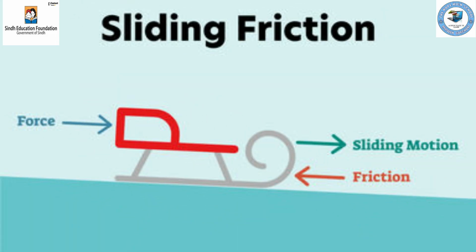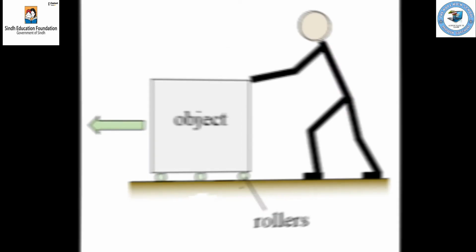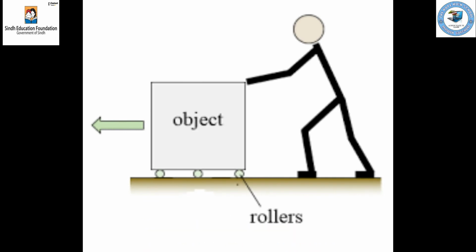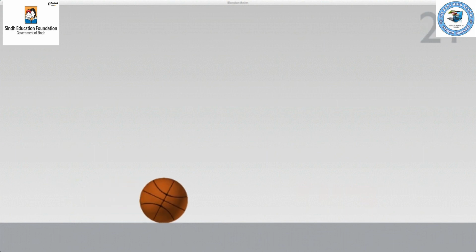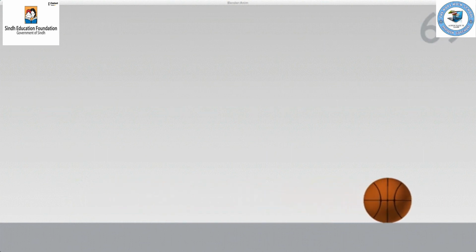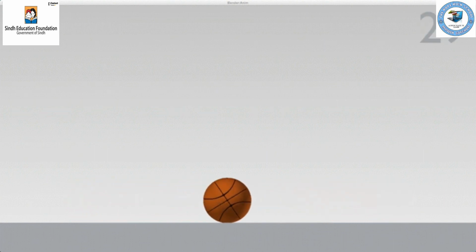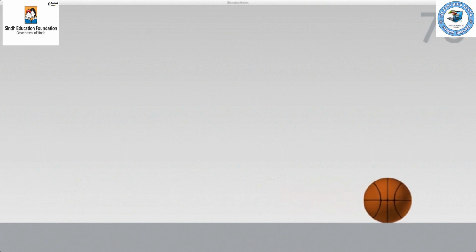Sliding friction: when one body slides over the other body, the friction between two surfaces is said to be sliding friction. Rolling friction: when a body moves on wheels, the friction is said to be rolling friction. Rolling friction is much lesser than the sliding friction.